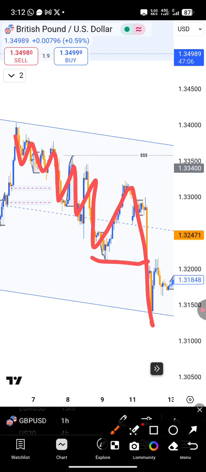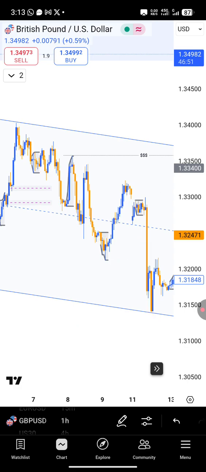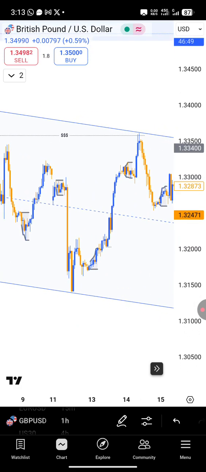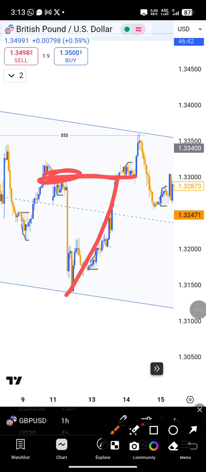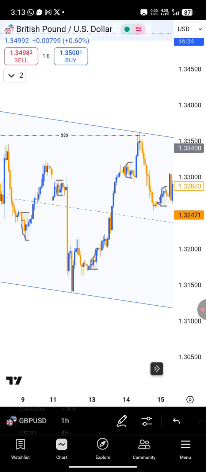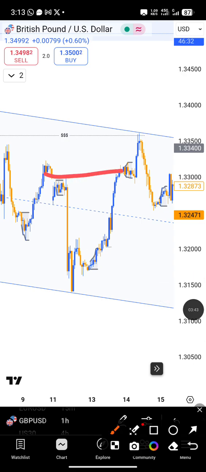Right from here, it made this and then came all the way down to break this structure. So what am I anticipating? I was anticipating that the market should go all the way down to tap into our order block, the daily order block, but that didn't happen. Then I was expecting that this market should just pull back right here into this zone and then probably fill the gap that is there and then continue this way. But after the gap was filled, right here, what happened?